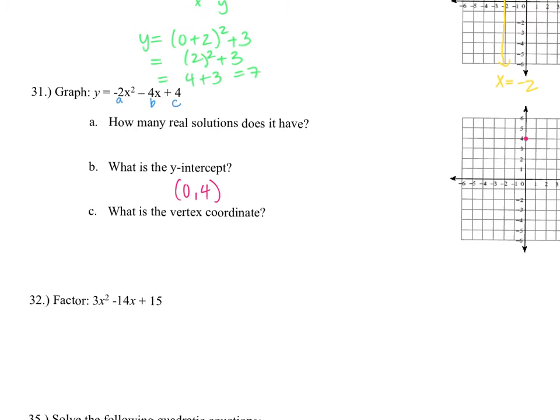The vertex coordinate, I could use that formula, x equals -b over 2a, to find the vertex. So my vertex has an x value and the y value. So I'm going to use that formula because we're in standard form. So if I plug in my b here, which is -4, and my a here, which is -2, and I simplify, this would be 4 over -4, which is -1. So my -1 is for x, and to find the y value, all I have to do is plug this -1 into the equation, and then find my y.